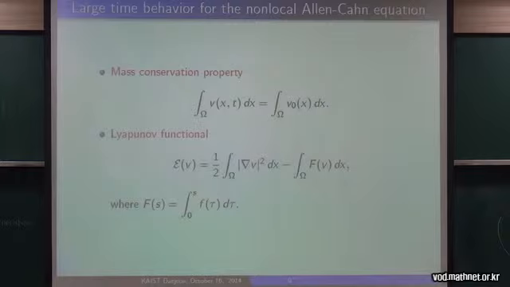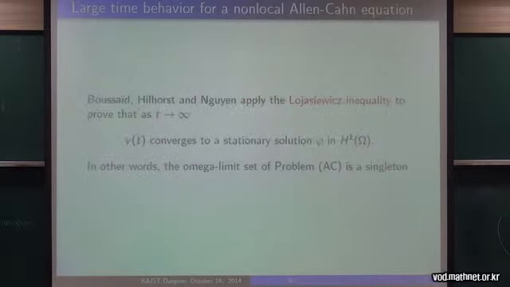So we have quite some properties at our disposal, besides not having any comparison principle. With two young people, Samira Boussaïd and Tan Nam, we have applied a Łojasiewicz type inequality to show that as t tends to infinity, v of t stabilizes, converges to a stationary solution. In other words, the omega limit set of u naught is a singleton.